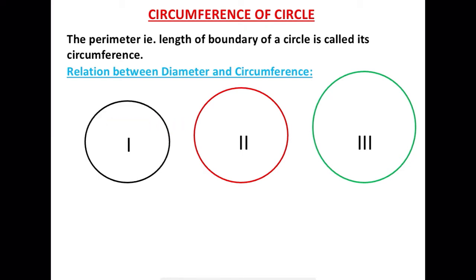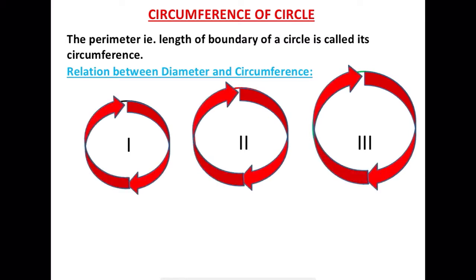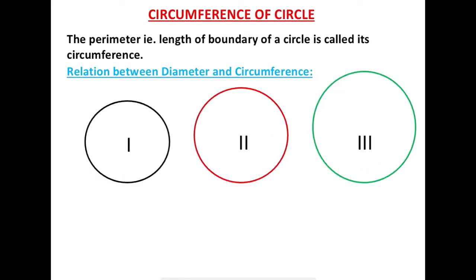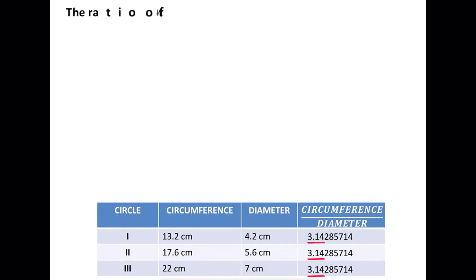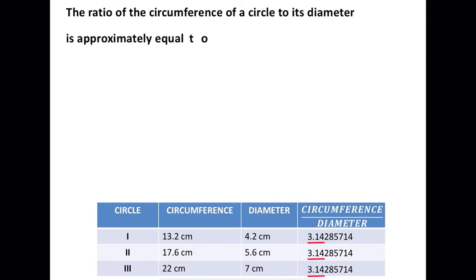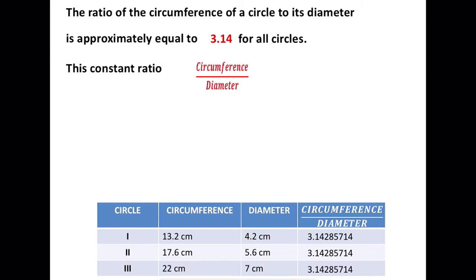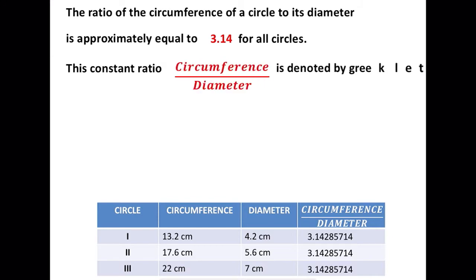Next, measure the circumference of each of the circles by using a piece of thread. Write down the diameter and circumference measured in the table as below. On dividing the circumference by diameter, you will notice that all the entries in the last column are approximately equal to 3.14. Therefore, the ratio of the circumference of a circle to its diameter is approximately equal to 3.14 for all the circles. This constant ratio, that is circumference upon diameter, is denoted by the Greek letter pi.